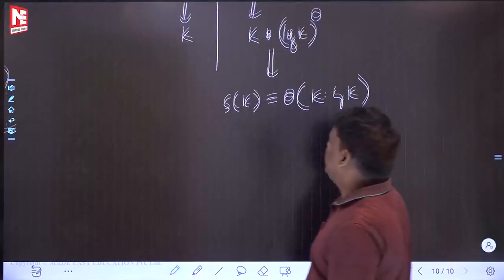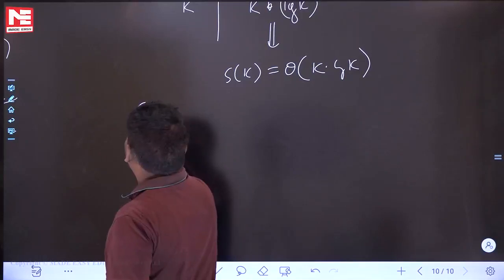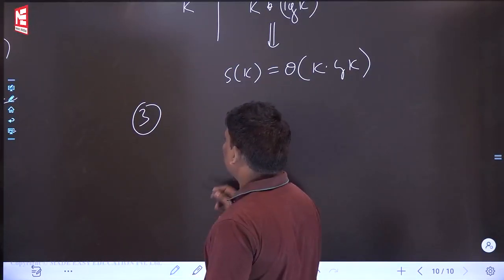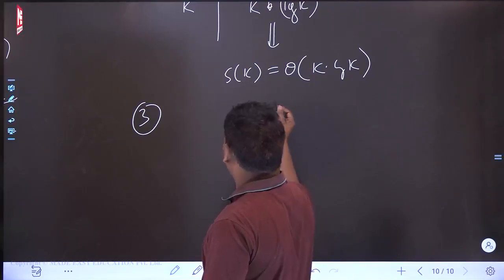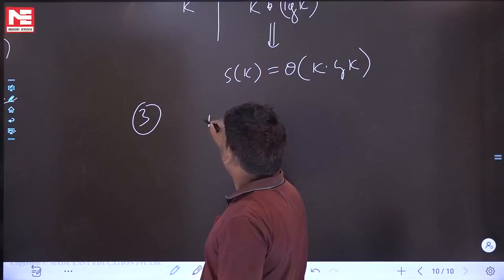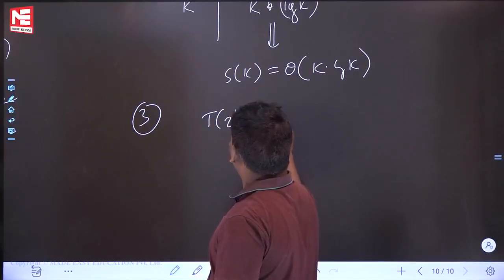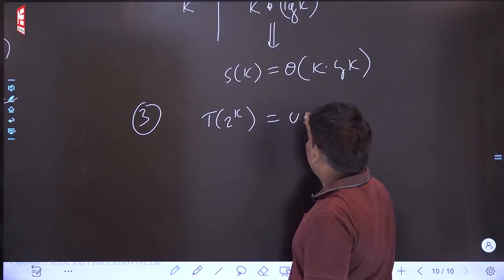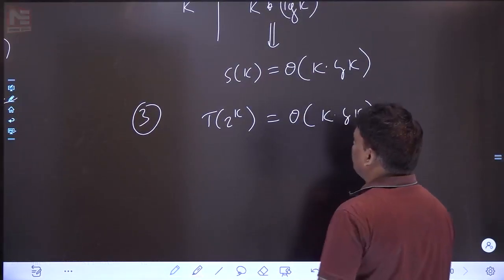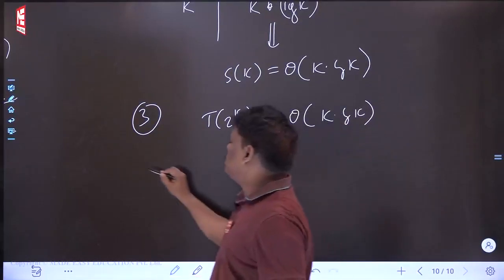Let's start the third step. The third step is the reverse of the second step. What is the second step? T of 2 power k is equal to S of k. Now S of k reverses to T of 2 power k. So what is the answer? T of 2 power k is equal to theta of k log k. So the reverse of the second step is the third step. I completed that.